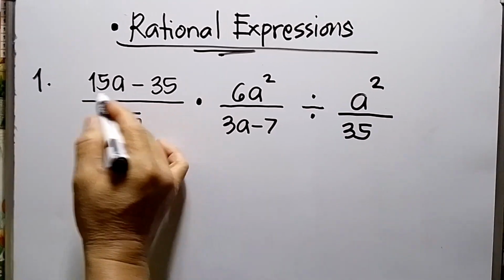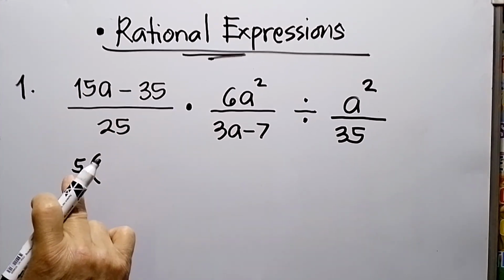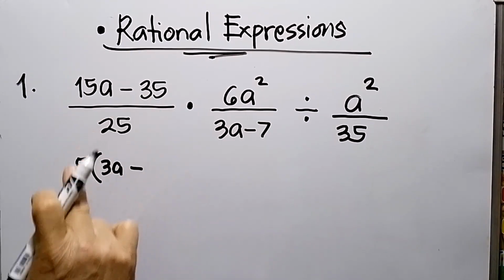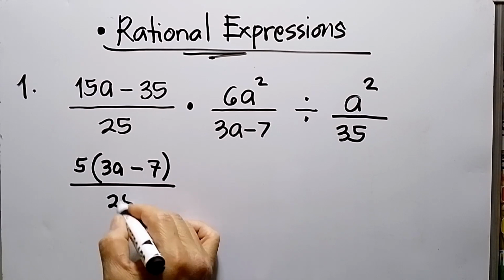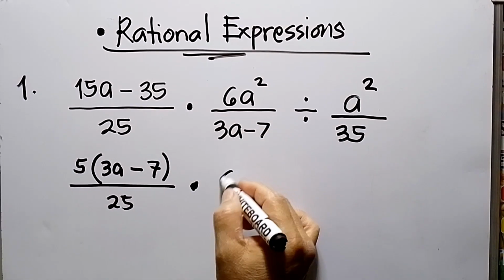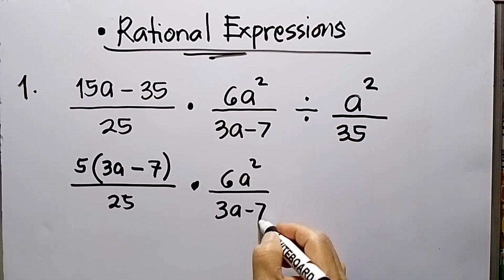The common factor between 15 and 35 is 5. So 15a divided by 5 is 3a, and then minus 35 divided by 5 is 7. Then over 25. Then we copy the operation, which is multiplication, and then this will be 6a squared over 3a minus 7.